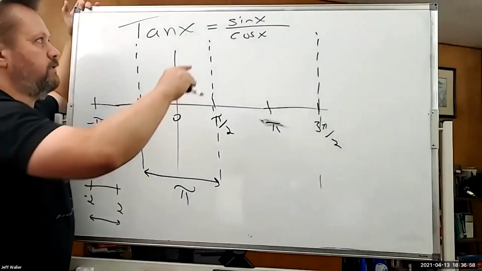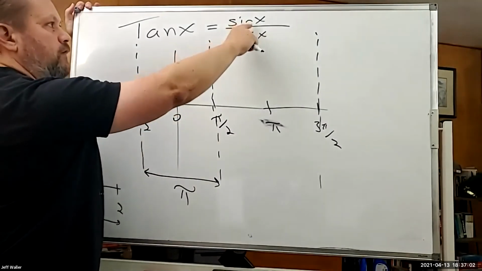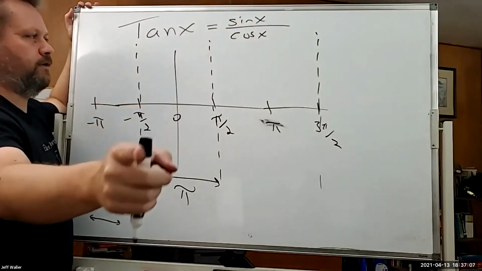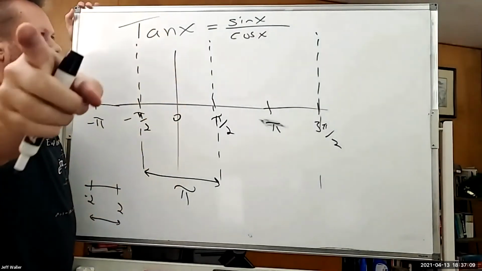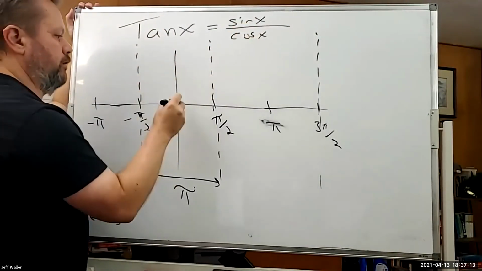So what is tangent of 0? It's sine of 0 divided by cosine 0. What's sine of 0? 0. So 0 divided by not 0 is 0.